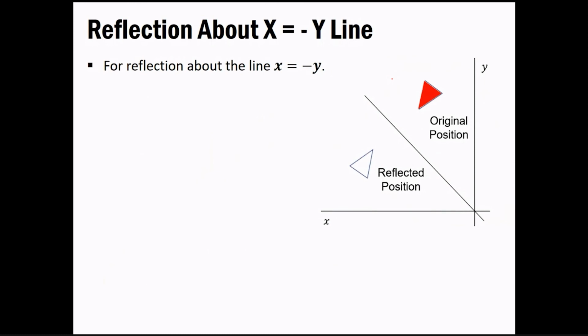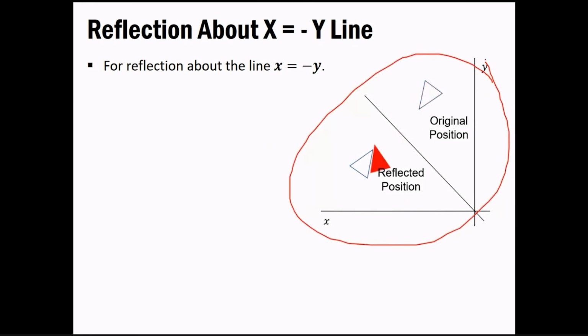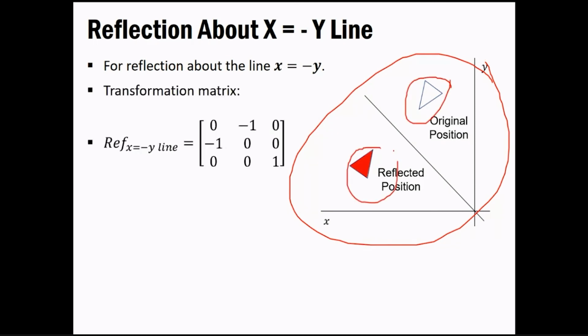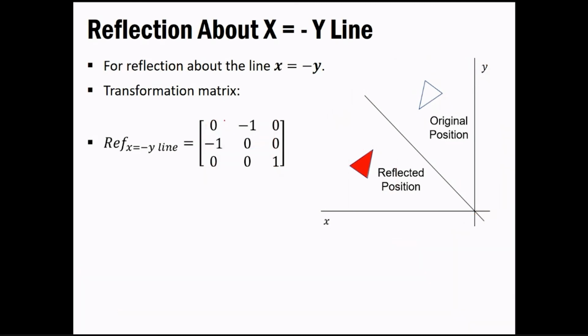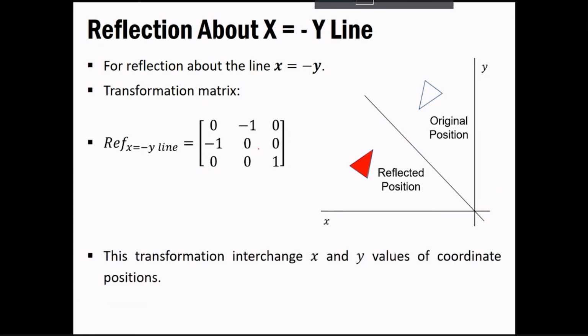And reflection about the x equal to minus y line. This is the scenario where we want to perform our reflection operation. Our original position is also given over here, and what we want is the reflected positions. For that you simply have to follow this transformation matrix with the homogeneous coordinates. Over here we have 0, minus 1, and minus 1, 0. This is the simple thing that you have to follow in each and every example. This transformation interchanges x and y values of the coordinate positions, and that is what you have to follow.